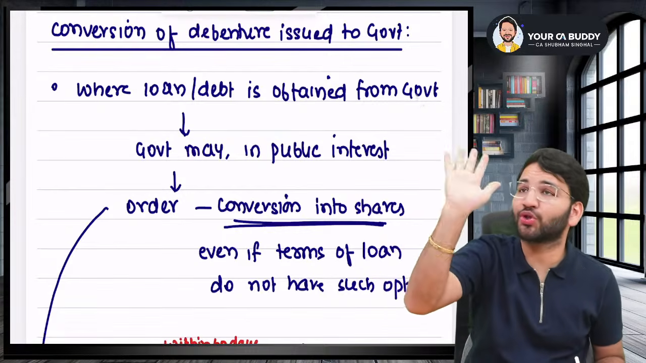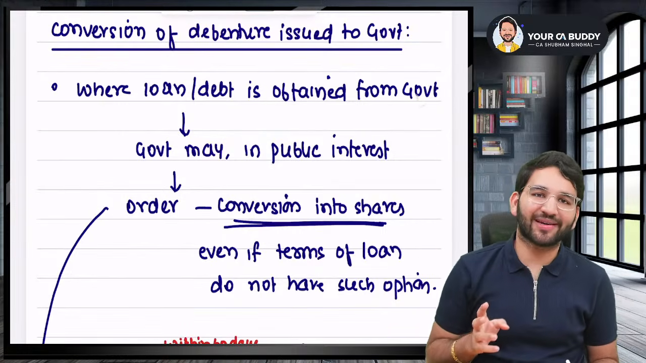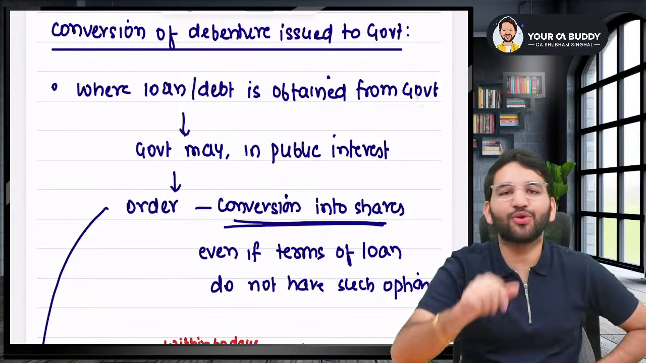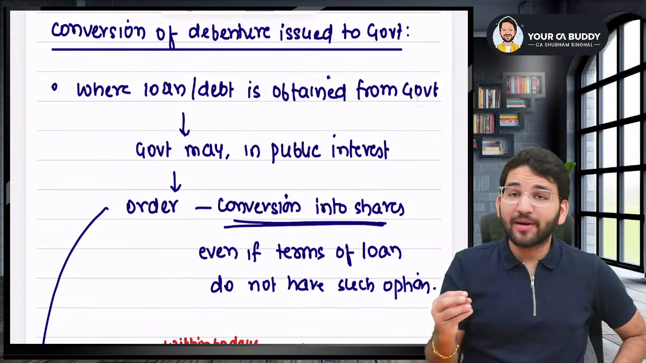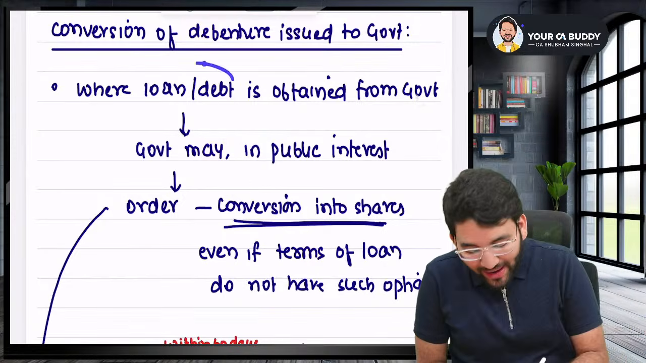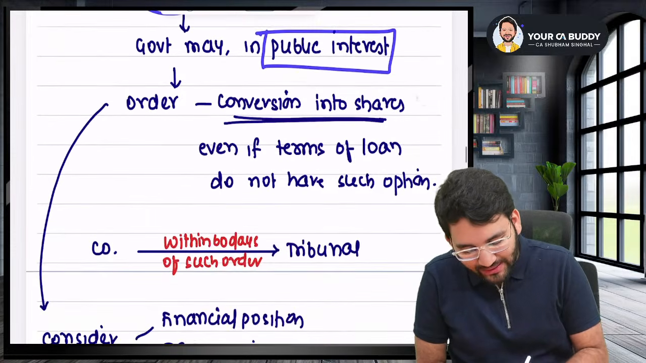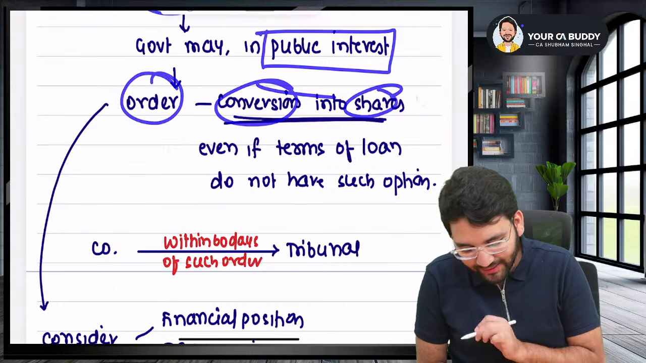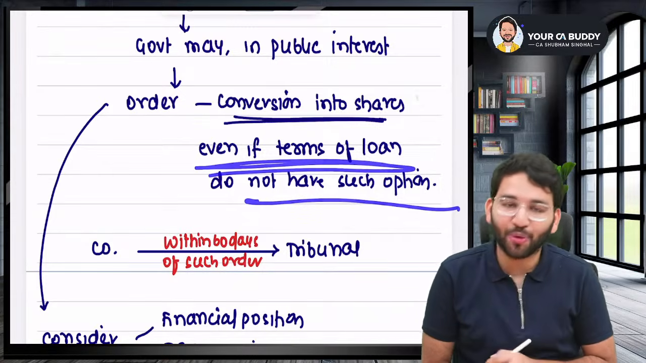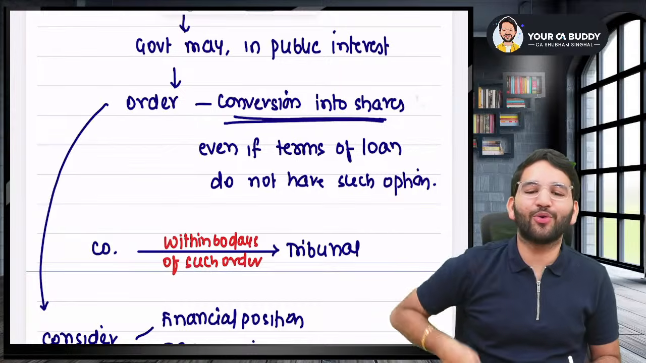Even if such conversion was not written in the agreement, they can still force you to convert because it is in public interest. Now, sir, listen to me very carefully. In practical life, government has done this to Vodafone company. For Vodafone Limited, whatever loan they had given, they have converted it into shares. Where any loan or debt is obtained from the government, it may, in public interest, order the conversion into shares. They can order you to please convert into shares, even if the loan agreement does not have such an option. Even if it was not written in the loan agreement, the law is still giving you the power to do it.